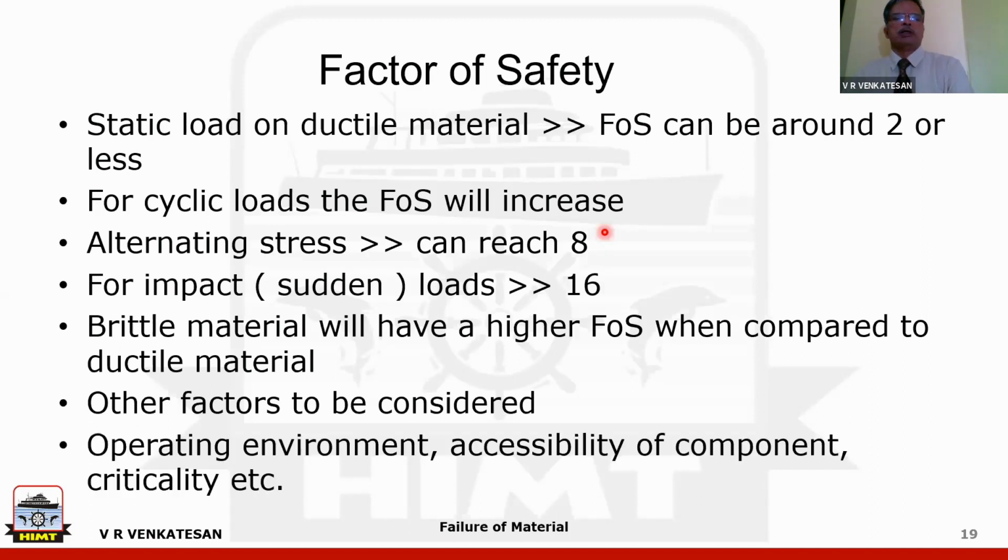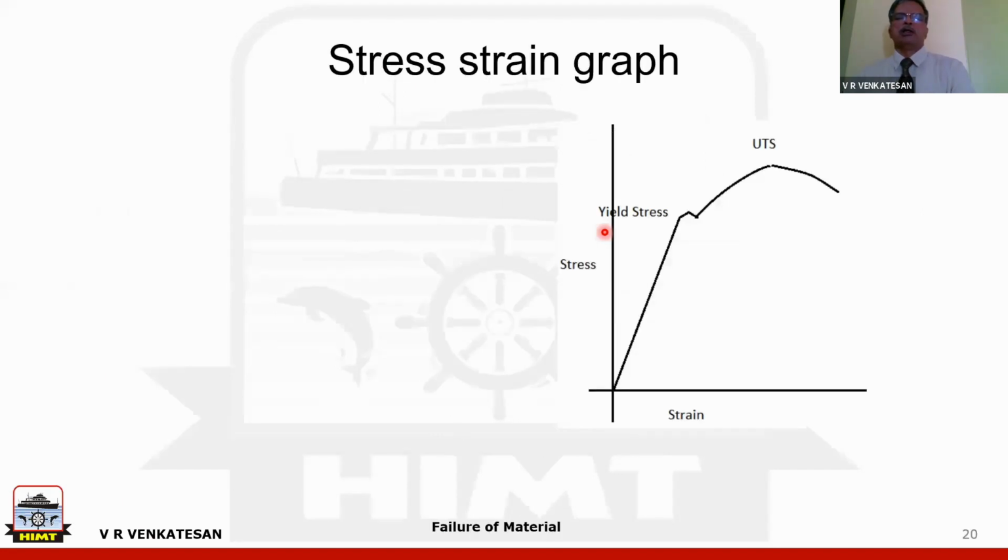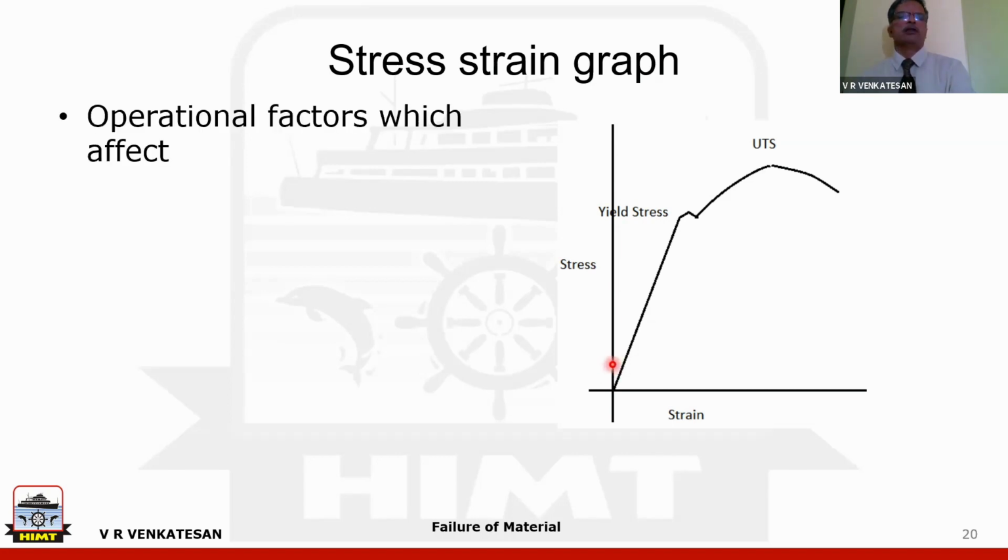Other factors which will be considered are the operating environment. Is there corrosion in the system, or is the temperature high? How easy is it to look at the component? How critical is the component? These are all other factors which will be considered. If you look at this, this is the UTS value. If I have a factor of safety of 2, that means the working stress will be here. If I use a factor of safety of 8, I have brought the working stress here. So it will be operating only at this level, and ideally there should be no chance of failure.